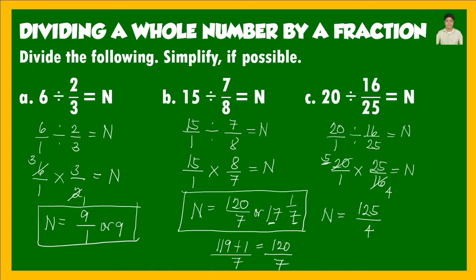So, just like we did on the second example, we'll change our answer to mixed number. So, 125 divided by 4. How many 4 are there in 125? We have 31. And then, our remainder is 1 over 4. So, our answer is 31 and 1/4. And then, to check, 31 times 4, we have 124. Plus 1, 125 over 4.